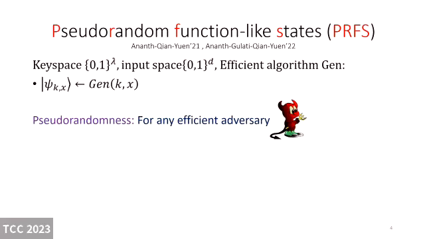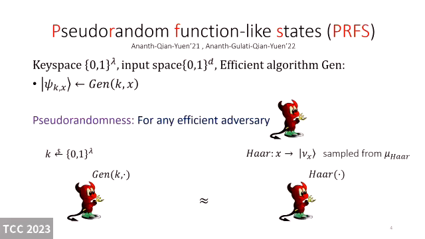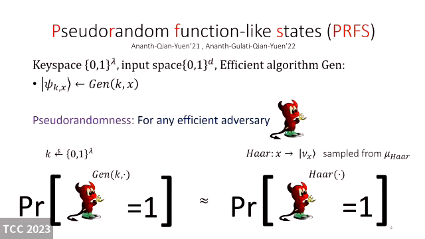Again, the pseudo-randomness condition we can view as an indistinguishability game. In the first case, the challenger samples a key at random and gives the adversary oracle access to Gen with the key K hardcoded in it. In the other setting, the adversary gets access to the Haar oracle, which samples a Haar random state mu_x for every input x, and every time the adversary queries x, it just outputs mu_x. And again, the same indistinguishability as we saw in the previous slide.